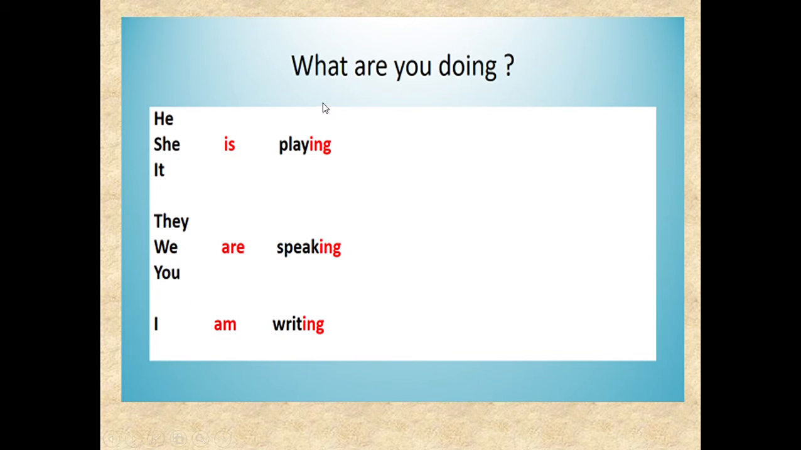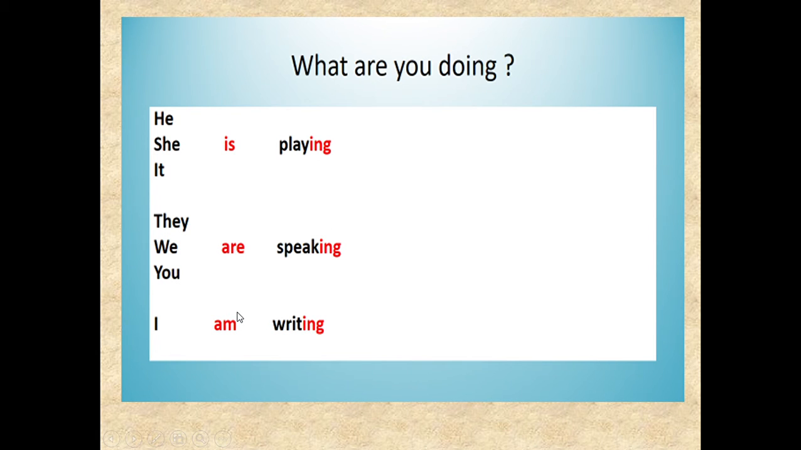How can we form it? You say the subject, I, or he or she or it or they or we or you as pronouns, or any subject plus am or is or are according to the subject. If you say I, it will be I am. They, we, you, or any plural subject, they take are. He or she or it or any singular subject, they take is. Plus the main verb plus ing.